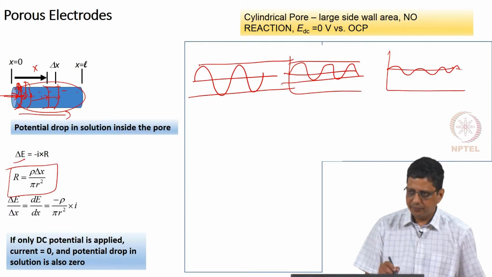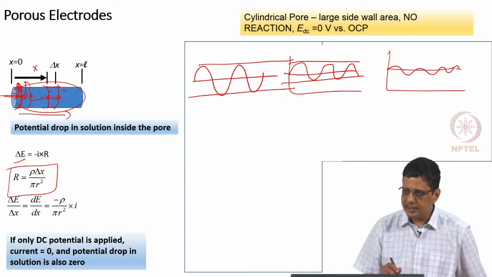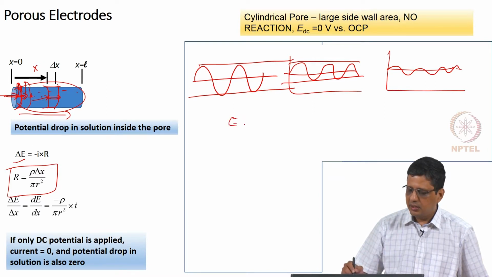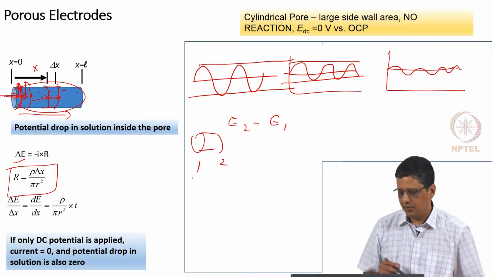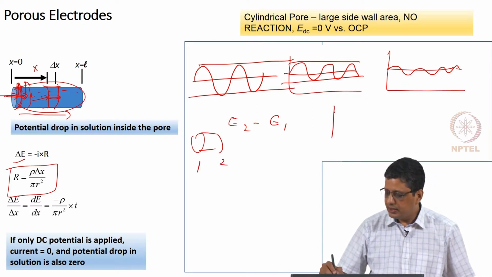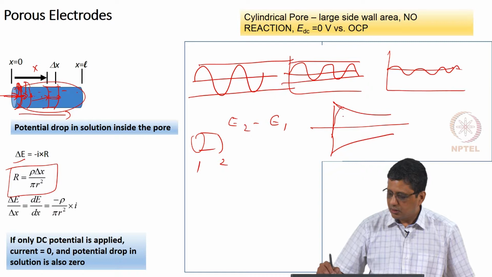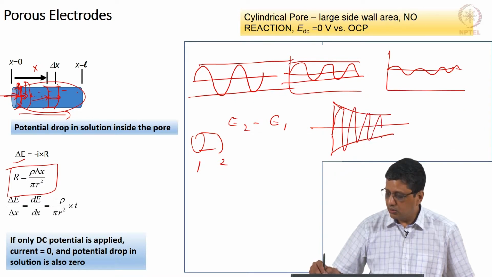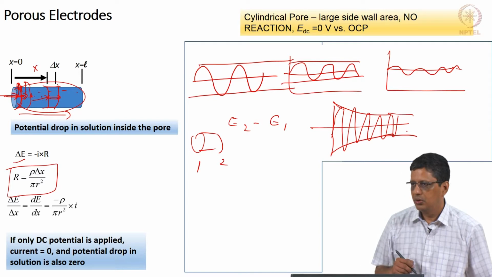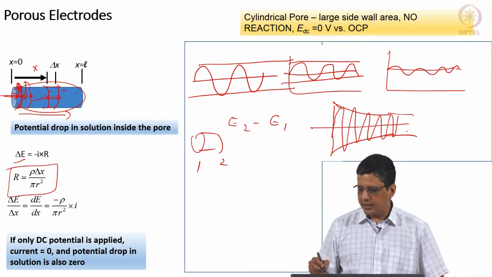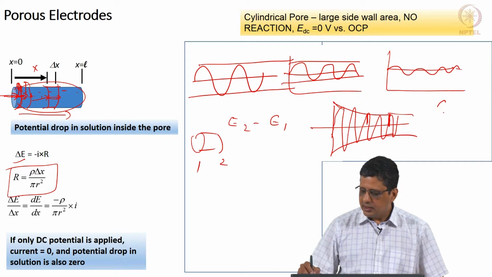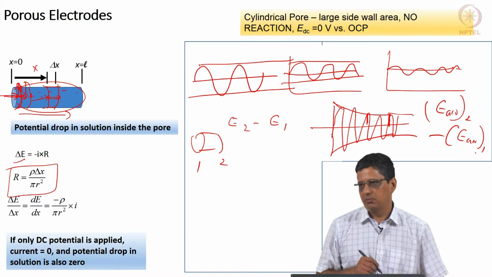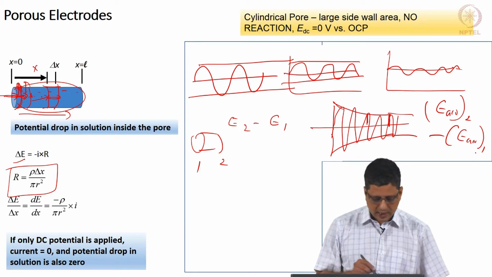This delta E, if it is a DC, will be E2 minus E1 if I say this is location 2 and this is location 1. Here what it means is, if I draw this, this is how the sinusoidal potential will go. As I go in, the amplitude will keep decreasing. Here this is EAC 0 at location 2 minus EAC 0 at location 1. That is the delta E here.